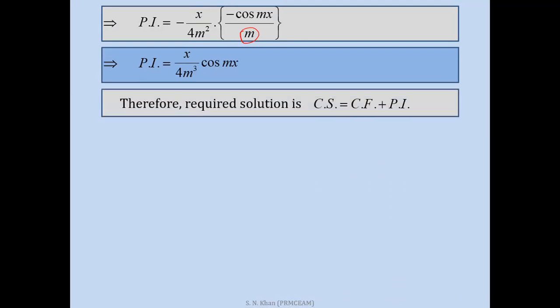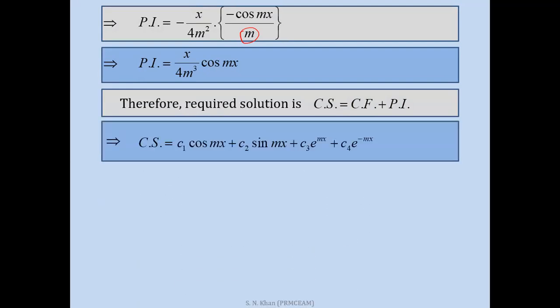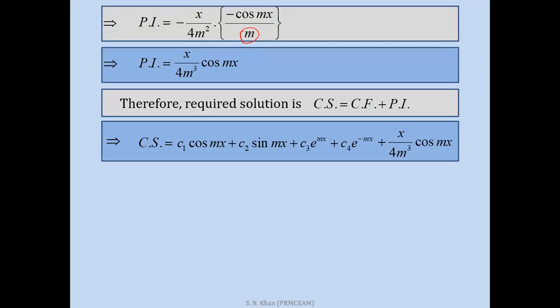Therefore the required solution is CS equal to CF plus PI. So CS equals C1 cos mx plus C2 sin mx plus C3 e to the power mx plus C4 e to the power minus mx. Up to here it is the value of CF, and plus the value of PI. So PI is plus x upon 4 m cube into cos mx, which is the required solution of the given differential equation.